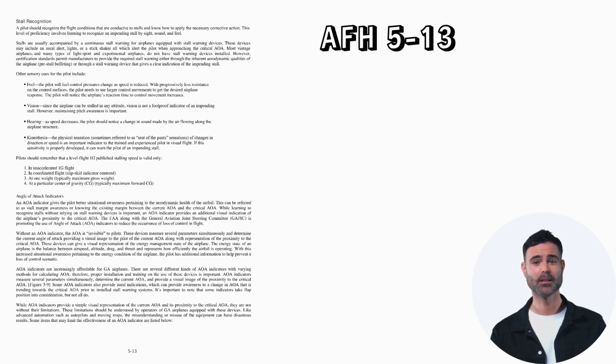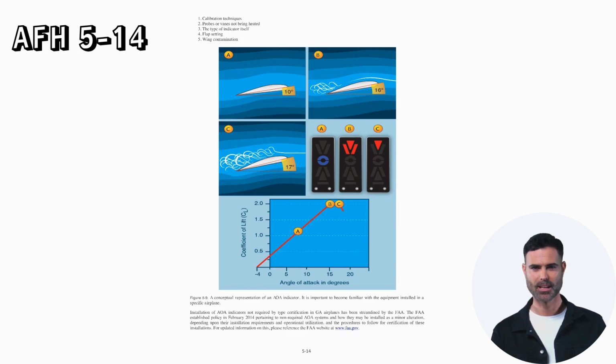Some items that may limit the effectiveness of an AOA indicator are listed below. 1. Calibration techniques. 2. Probes or vanes not being heated. 3. The type of indicator itself. 4. Flap setting. 5. Wing contamination.